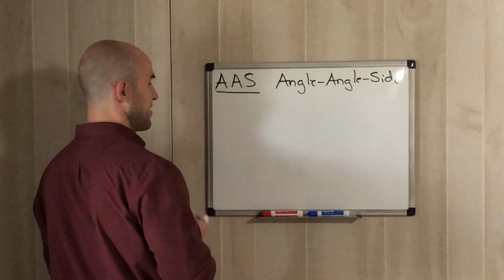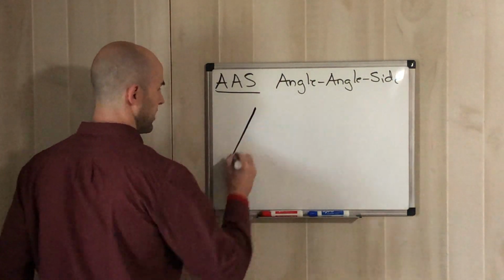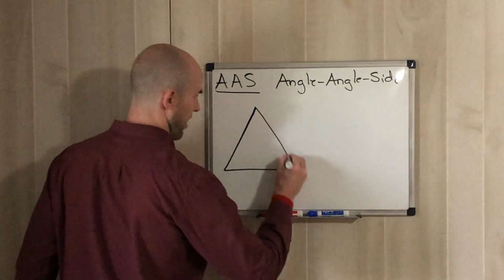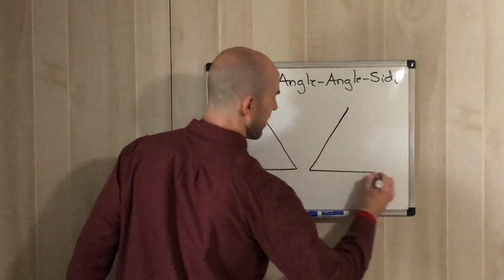So now if we wanted to draw this again, just to be able to see what it looks like, we have 2 triangles, right? 1 triangle there, another triangle there.